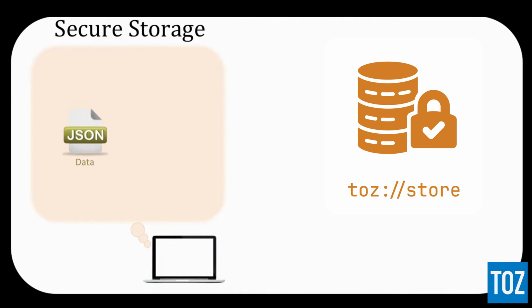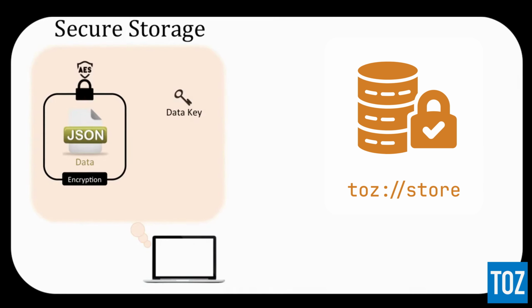Data begins its life on your device, whether it's a laptop, server, or mobile phone. It is structured as JSON, or in a format that can be converted to JSON. All cryptographic operations happen directly on the client, meaning your device handles encryption before the data is transmitted. Sensitive data is never sent in plain text and is inaccessible to TOZ Store.